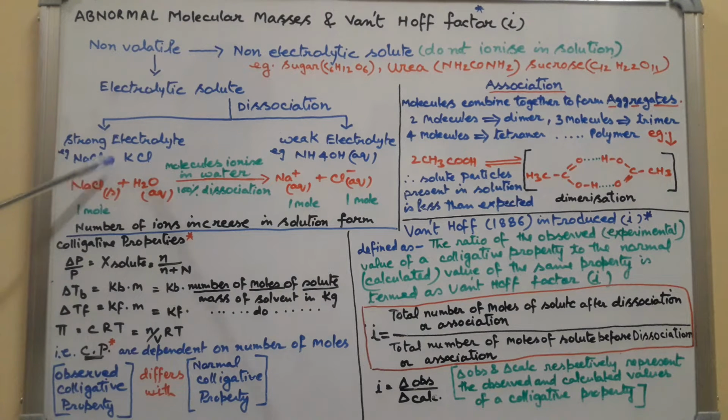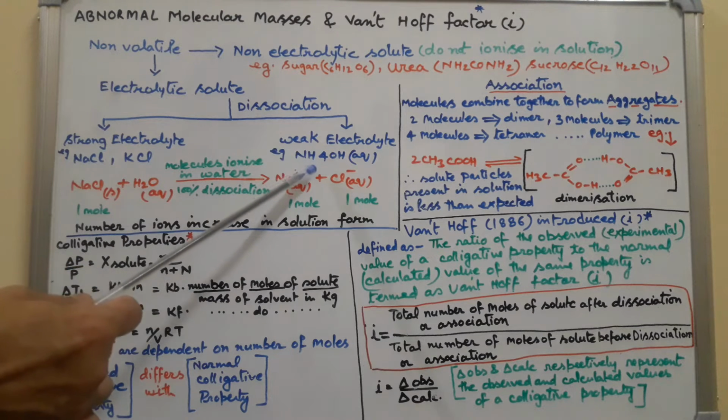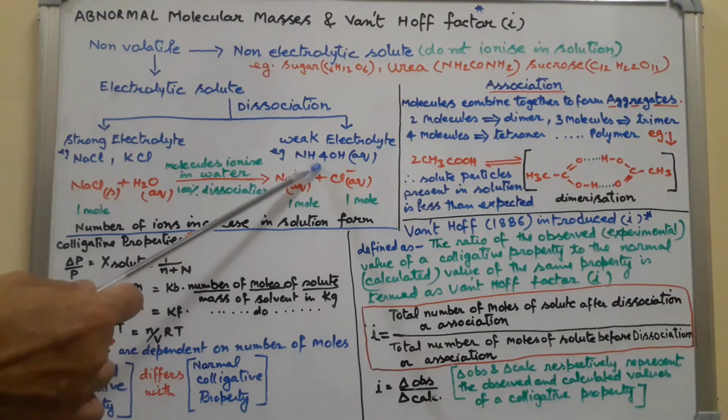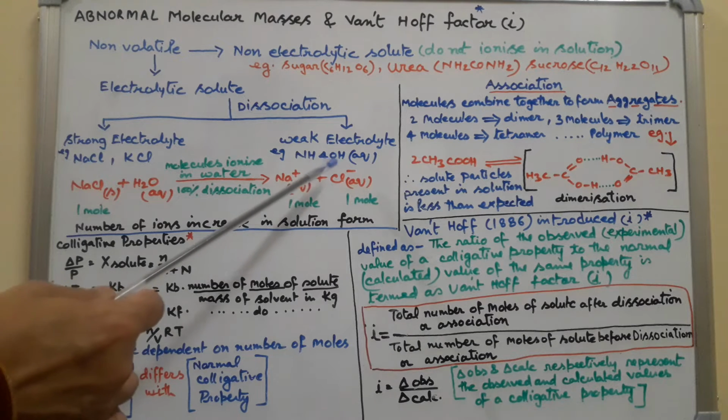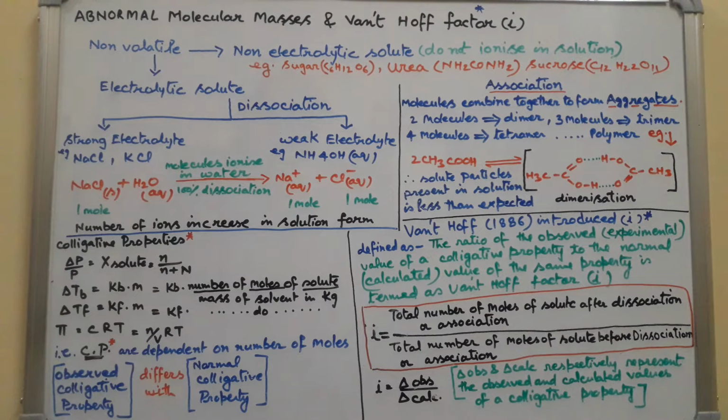See, NaCl, KCl in water, they are strong electrolytes. And weak electrolytes are, one example is written here. It means that it does not dissociate completely. I am focusing here on strong electrolyte. Let's see. Just pay attention to this equation.